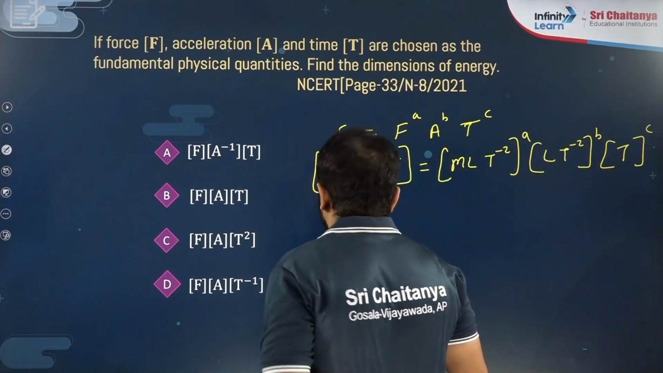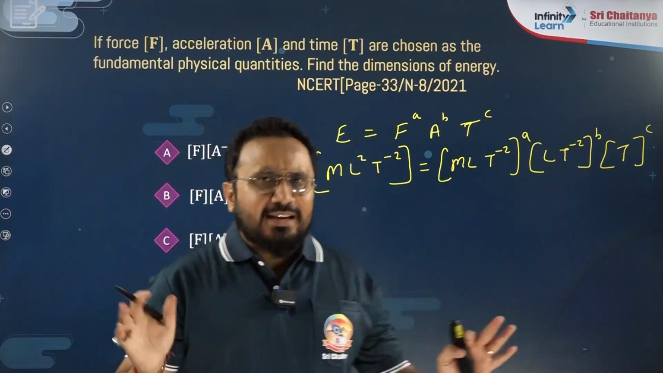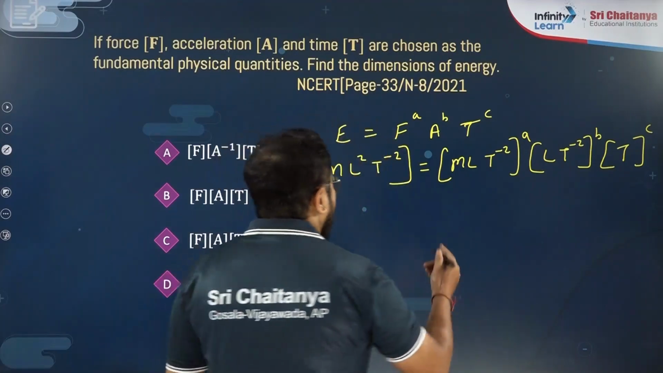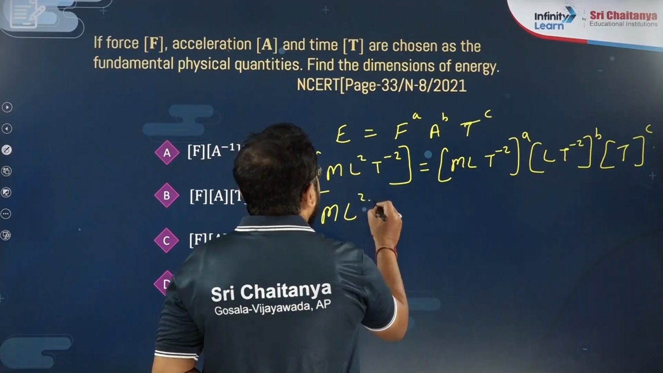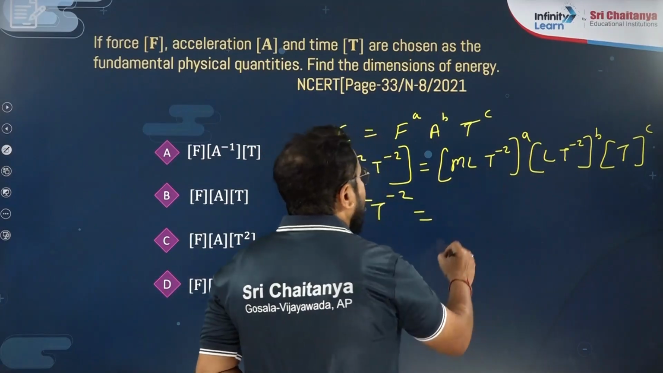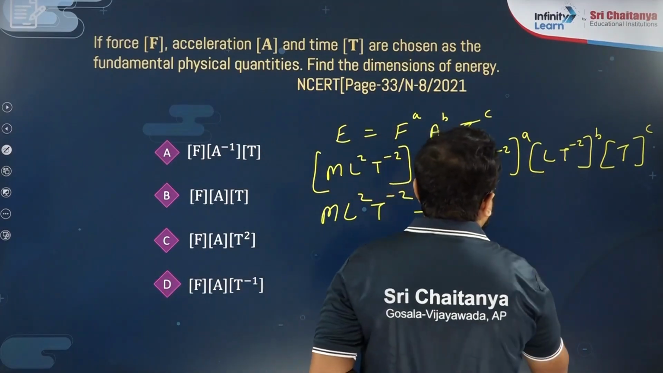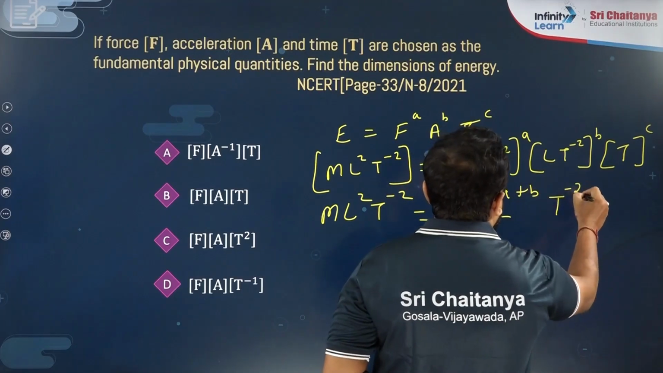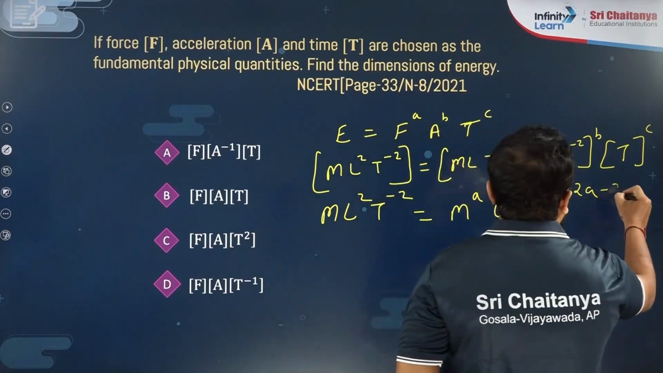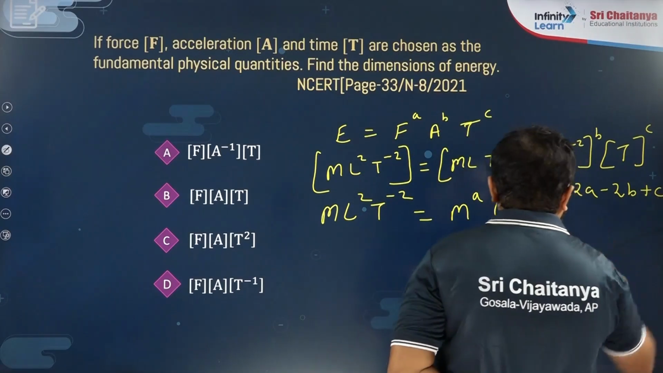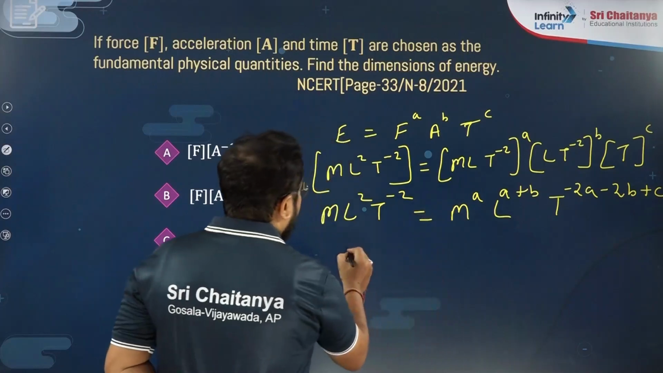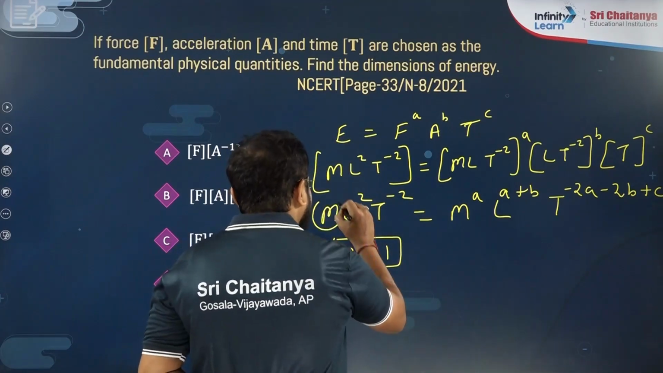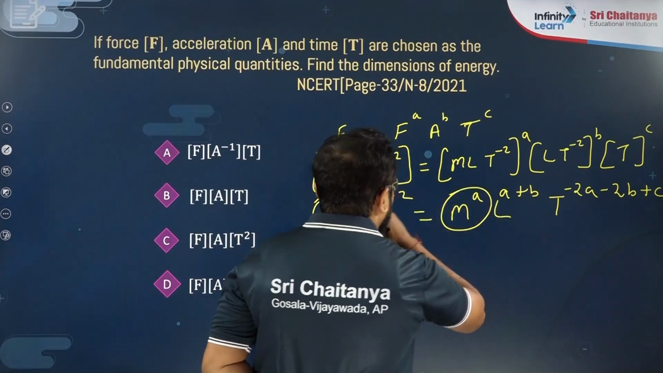Is this clear? You studied this concept in your earlier classes, when you first came to class 11 and discussed this concept. So ML²T⁻² will become M to the power a, L to the power a plus b, T to the power minus 2a minus 2b plus c. Is this clear? Compare it. a equals 1. How did you get it? By comparing the M, you will get this.